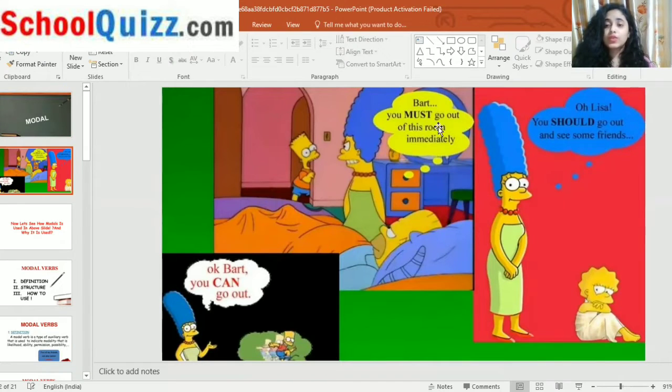But you must go out of this room immediately. Now, here the auxiliary is must. It means she's ordering him to do something. Okay, but you can go out. So, can is also a modal auxiliary. You should. So that is also a modal auxiliary.